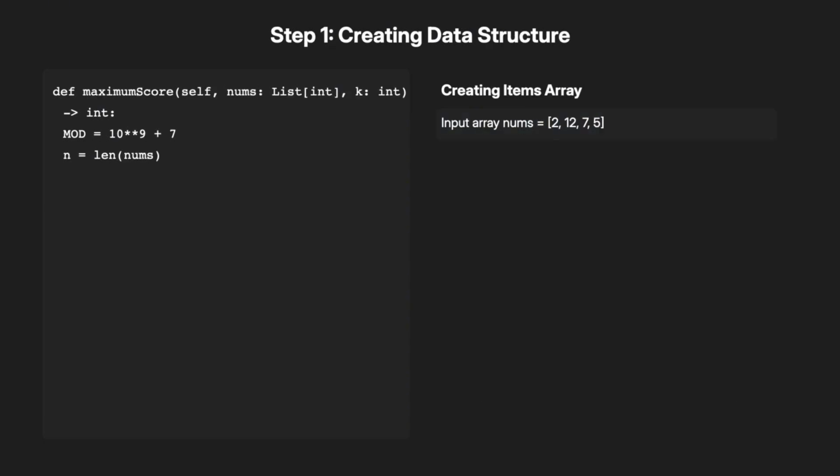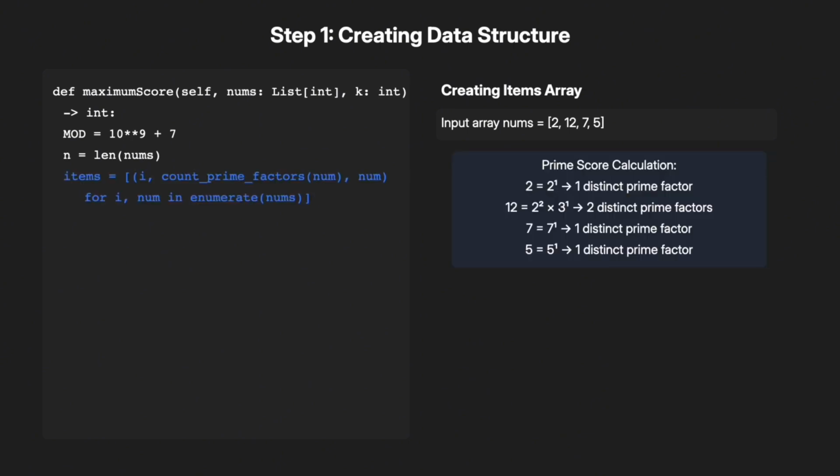Now we begin our main solution by creating a data structure that holds all the information we need. For each number in the array, we store a tuple containing its original index, its prime score calculated using our helper function, and its original value. This prepares us for the next step of finding boundaries.